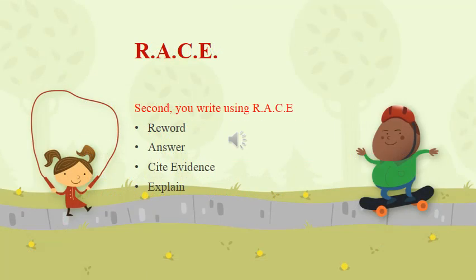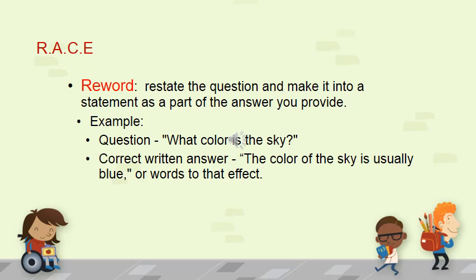The strategy we're going to use is the acronym R.A.C.E. R-A-C-E. Reword, answer, cite evidence, and explain. The R in R.A.C.E. stands for reword. Restate the question and make it into a statement as part of the answer you provide. If the question says, on a science test, what color is the sky? And you say, the color of the sky is usually blue. That would be an example of rewording.